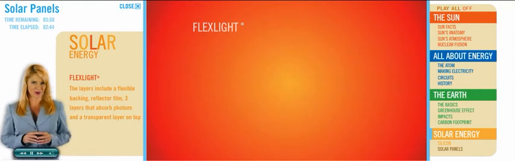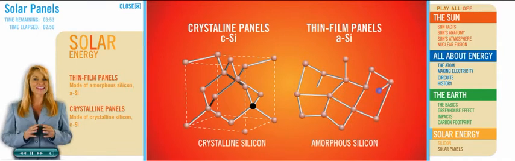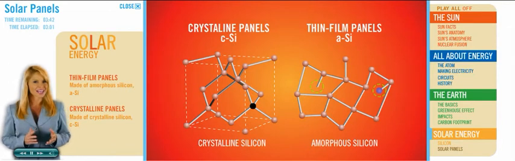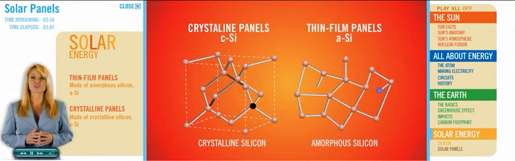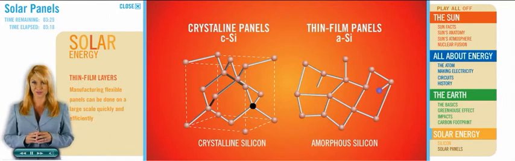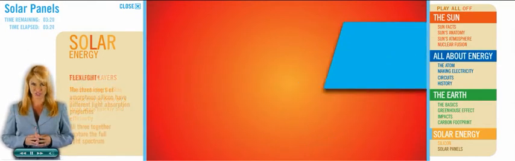We have to take a quick sidebar here to discuss some important differences between crystalline and thin film panels. These layers are made of amorphous silicon, or ASI. Unlike crystalline silicon, or CSI, amorphous silicon features irregular atomic arrangements. In other words, they lack the regular patterns of crystalline structure. Amorphous silicon is created by melting and rapidly cooling CSI with a plasma vapor deposition process. I know, it sounds like science fiction, but this is what makes thin film solar cells possible. And manufacturing the flexible panels can be done on a large scale, quickly and efficiently.